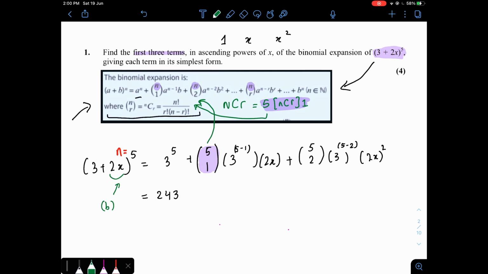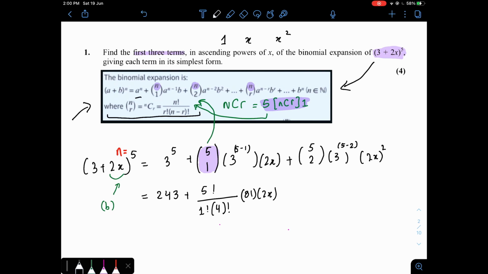Okay, so I'll do it manually so you guys can see what's going on, but just know that you can also do it in the calculator to save time. So this would be 5 factorial, that's our n, over r factorial, which is just 1, and then n minus r is 4 factorial. Times 3 to the power of 4, which is 81, and then 81 times 2x.